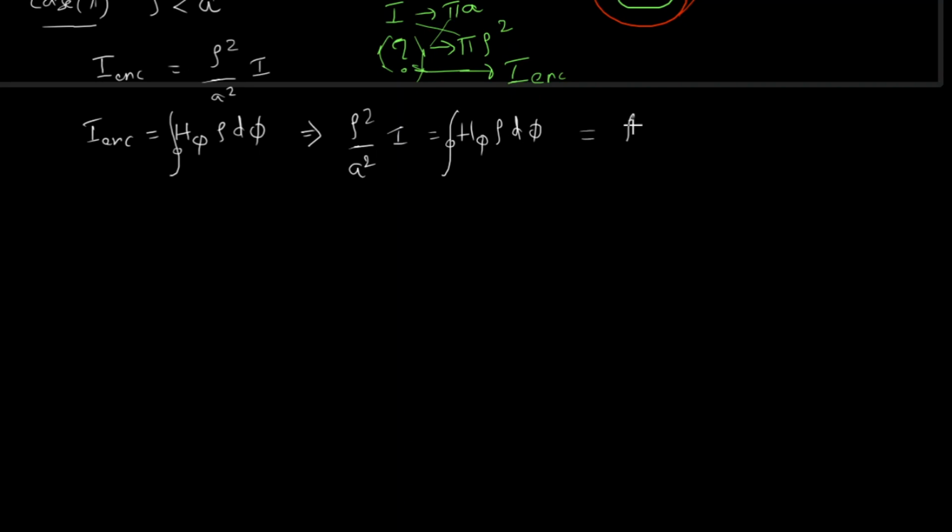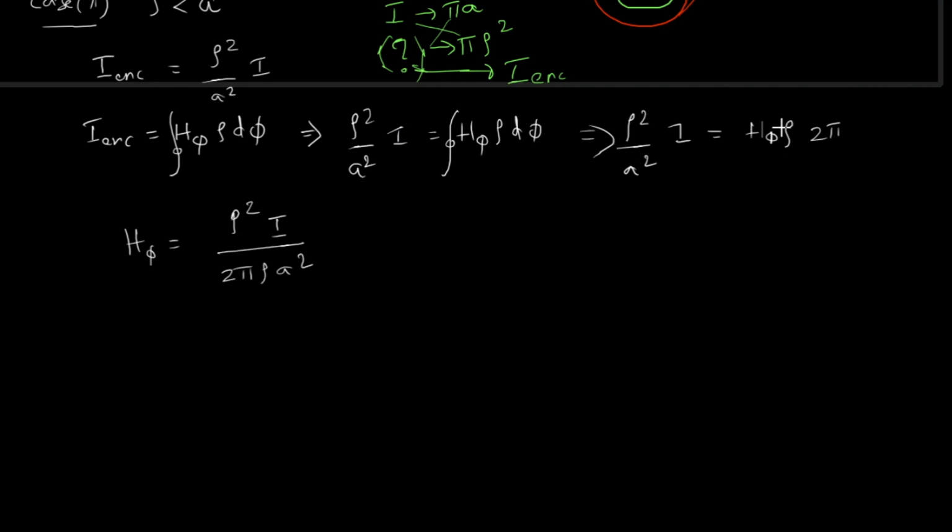So this becomes rho square by a square I, which is equal to, I have to just, H phi is treated constant, rho is treated constant, so I have to just integrate d phi, and after integrating d phi we are going to get 2 pi. We have done it many times, so I am directly writing. So H phi rho 2 pi is what I get. So from this equation I can write what is H phi easily. From this equation H phi is rho square I divided by 2 pi rho a square.